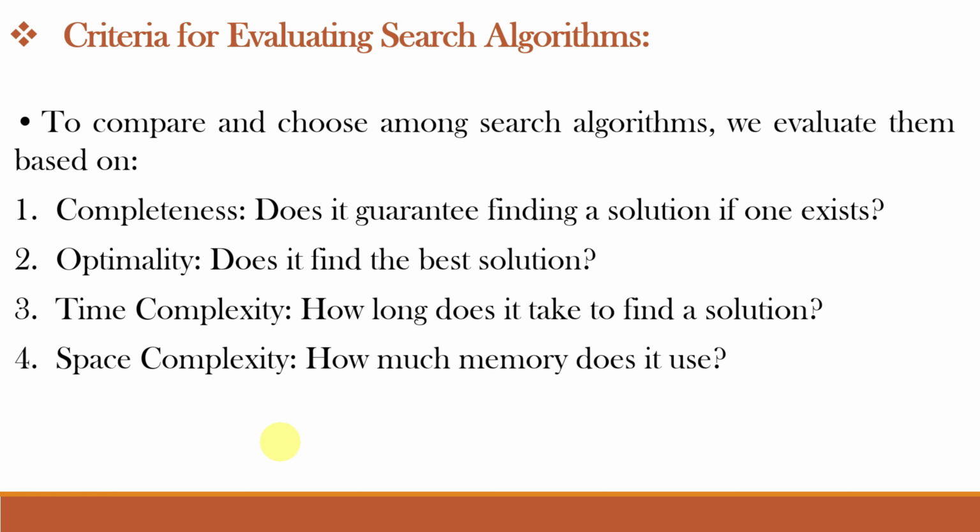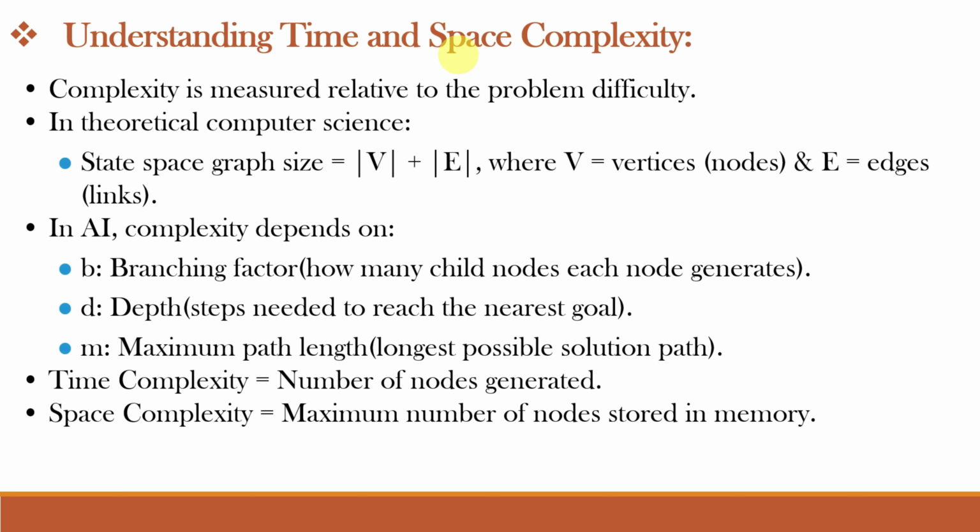Remember, some algorithms may be fast but require a lot of memory, while others may be slow but find the best solution. Okay. See, time and space complexity help us understand how resource intensive a search algorithm is. In theoretical computing, complexity is measured based on the size of the search graph, that is, the number of nodes and number of edges. So, state space graph size is equal to |V| + |E|, where V is equal to vertices or nodes and E is equal to edges or links.